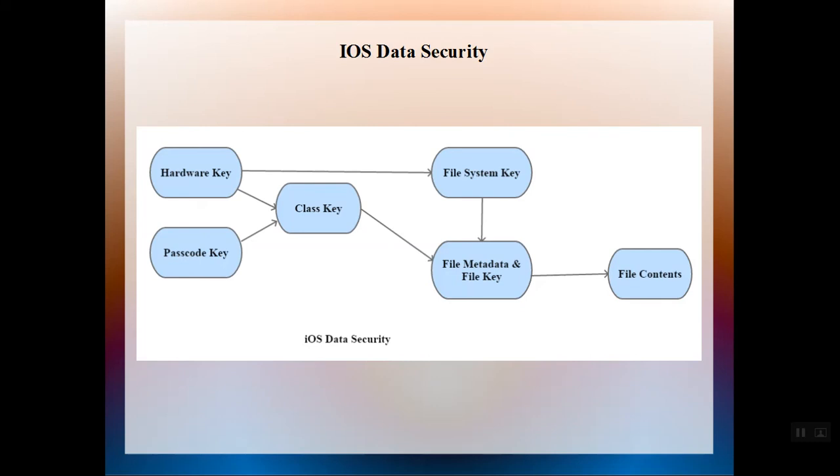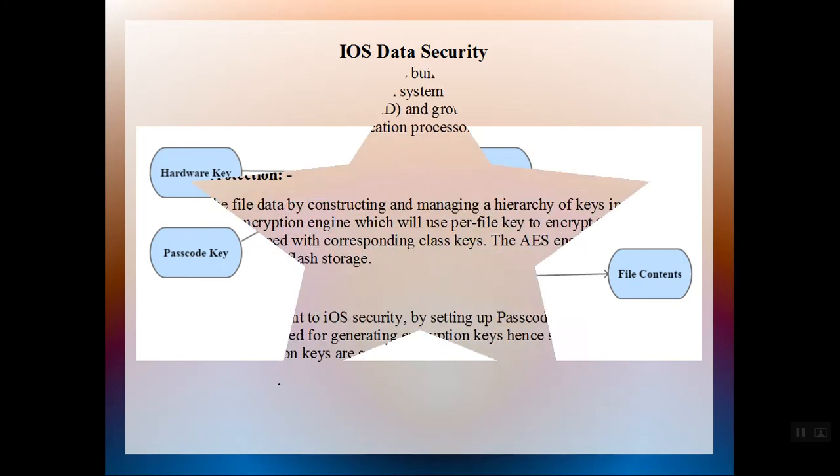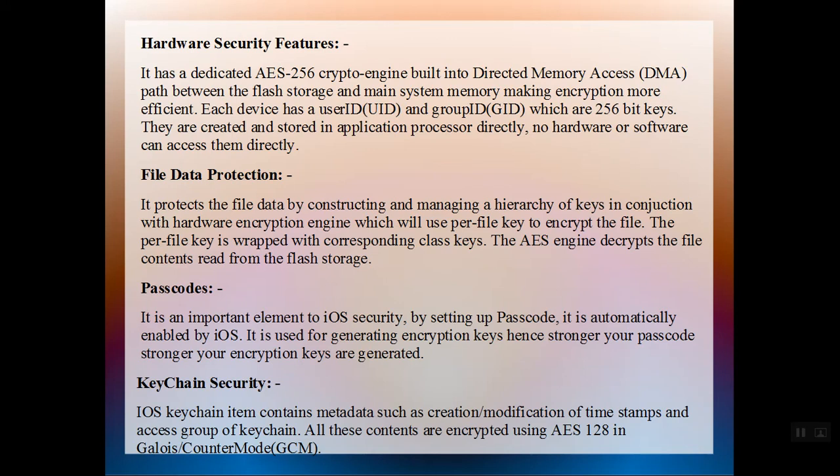Now we come to how iOS provides data security. Here in this diagram, we can see various keys used and how they are interlinked to provide encryption of file contents in data. Some of the security mechanisms used to provide iOS data security are hardware security features, file data protection, passcodes, and keychain security.